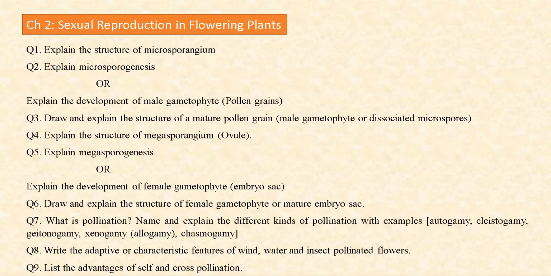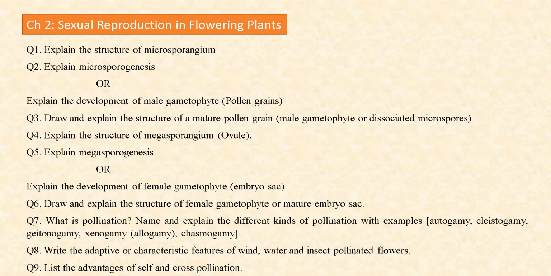Then explain the structure of megasporangium or ovule. Then explain megasporogenesis, or explain the development of female gametophyte or embryo sac. Draw and explain the structure of female gametophyte or mature embryo sac. Then what is pollination, and name and explain the different kinds of pollination with examples.